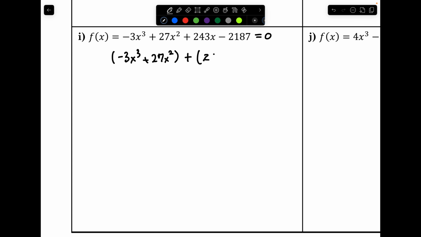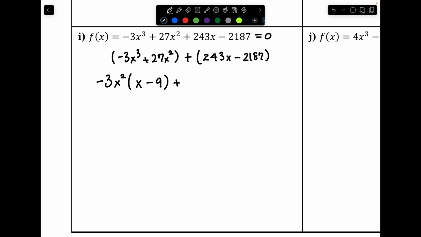243x minus 2187. So now in this example, notice that the leading coefficient of the x cubed is not a 1, it's a -3. Because it's not a 1, I'm going to look if I could divide this number by that -3, and I can. 27 can be divided by 3. That's going to give us 9, and we're going to divide the negative sign out as well. So we're going to factor out a 3 along with the usual x squared. So factoring that out, we're going to end up with x minus 9.